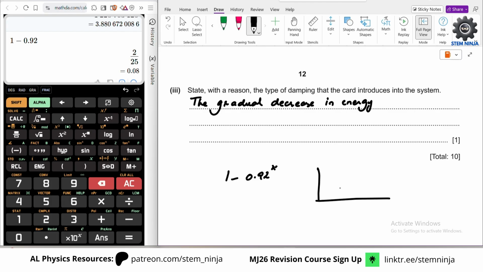So basically, the better way would be to just focus on the 0.92, because this is how the reduction is happening. So this is basically going like this. Oh sorry, no, like the exponential decrease basically, because this factor is less than 1. So the gradual decrease in energy indicates light damping.